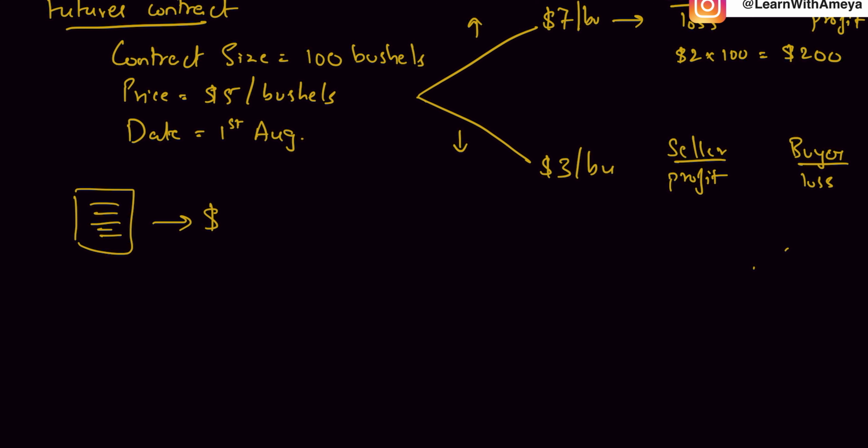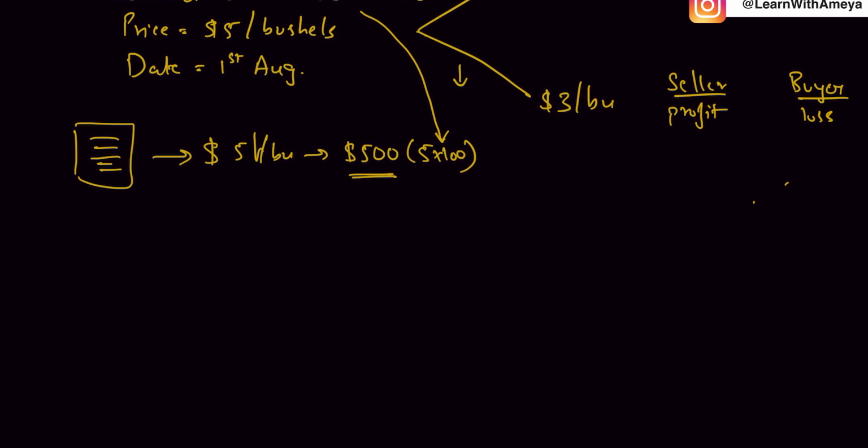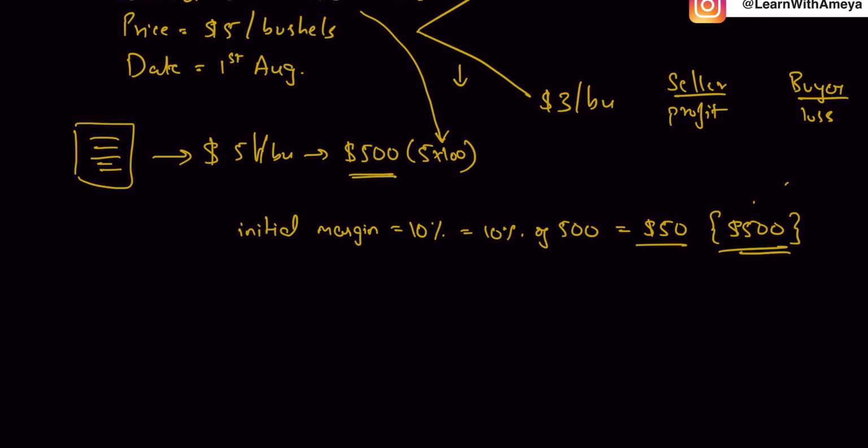Let's say for simplicity, the price of the futures contract is again $5 per bushel, which means it's $500, which is 5 times 100, because that's the quantity we have here. Now, the farmer, let's say the buyer or the seller, they don't have to pay $500 in order to enter into a futures agreement. All they have to do is pay something called initial margin. So there are two concepts here. The first concept is initial margin. If the initial margin is 10%, the buyer and the seller only have to pay 10% of 500 to enter into this agreement. That is only $50. So just by paying $50, they get an exposure to $500 worth of contract.